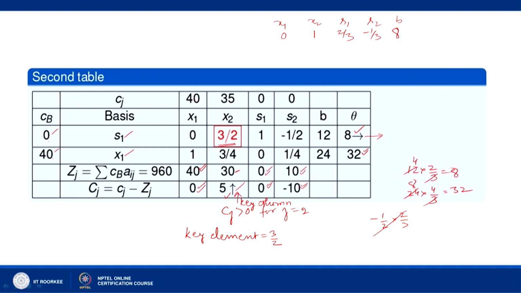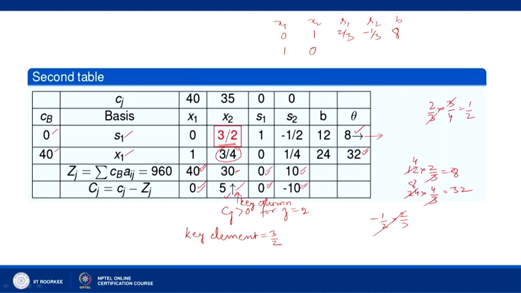After we have converted the key element to unity, we make the element 3 by 4 zero. This element we have to make 0. So, we multiply the key row by 3 by 4 and subtract from this row. So, what will we get? This will remain 1 and this will become 0, and this is multiplied by 3 by 4. So, 2 by 3 into 3 by 4, we get half.